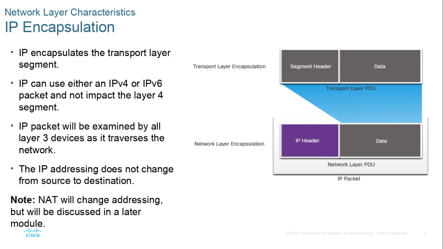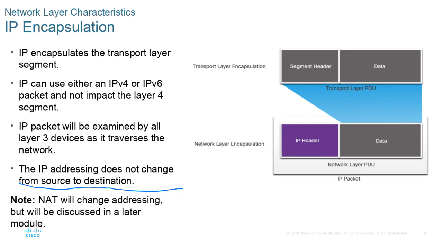Notice this point here. Let me turn on my pencil. This is a very important point. NAT will be in a later module. Let's forget about NAT for now and pretend it doesn't exist. Normally, when a packet is sent from source to destination through the average of 10 or 15 routers that it takes, the IP addressing doesn't change.